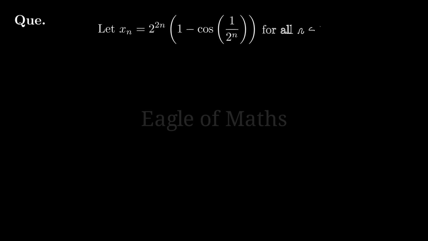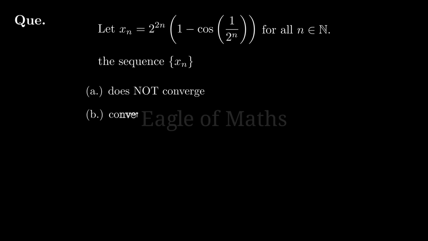Question. Let xn equal 2 to the power 2n times the quantity 1 minus cosine of 1 over 2 to the power n for all natural numbers n. The sequence xn. Option A does not converge. Option B converges to 0. Option C converges to 1/2. Option D converges to 1/4. Think carefully and choose the correct option.